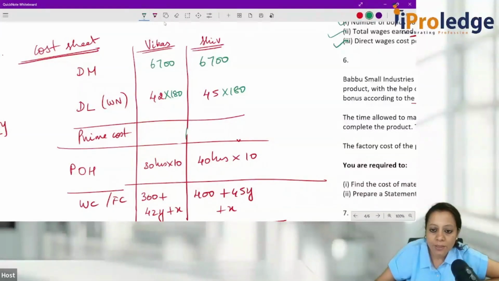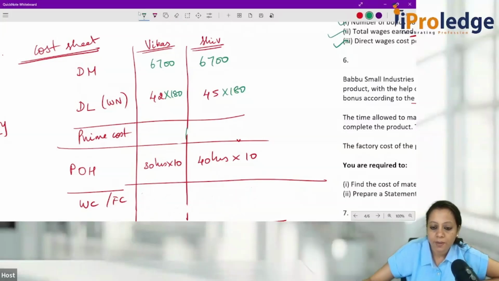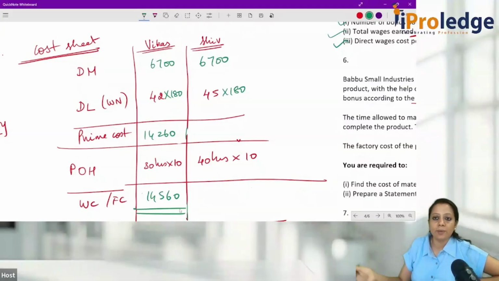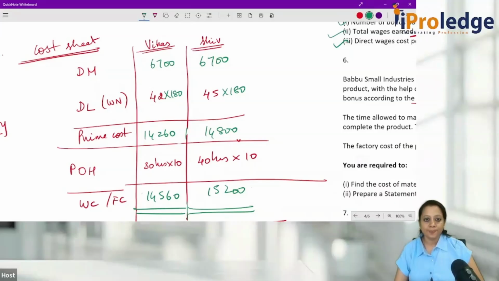So, like this, you can do the total. So, 42 into 180 plus 6,700, 14,260 plus 300, 14,560. That is the answer that is given in the question itself. Right. So 45 into 180 plus 6,700, 14,800, 15,200. That's all. This is point number 2. 7 marks for this. Good enough. Very simple problem.